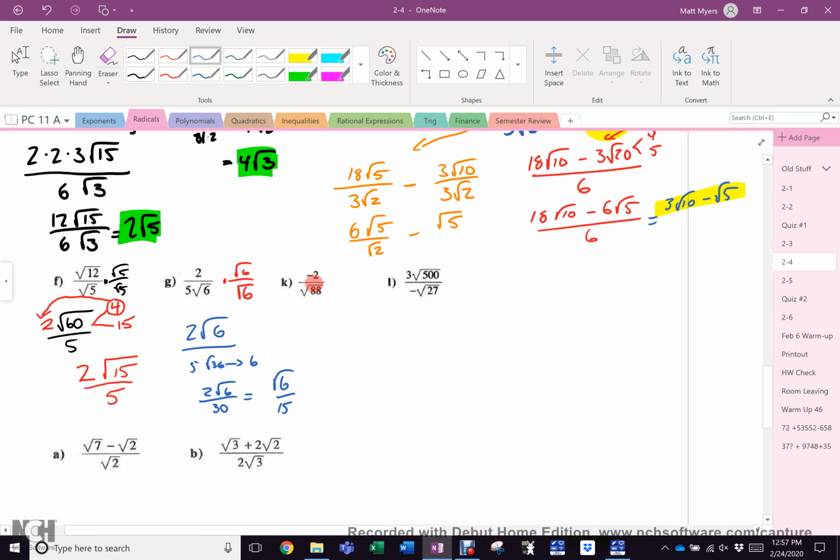Anything happen in K? All we got to remember in K is there's a negative. Yes, Bea. Well, it's root 6 times root 6 is root 36. The square root of 36 is 6. So it's 5 times 6.